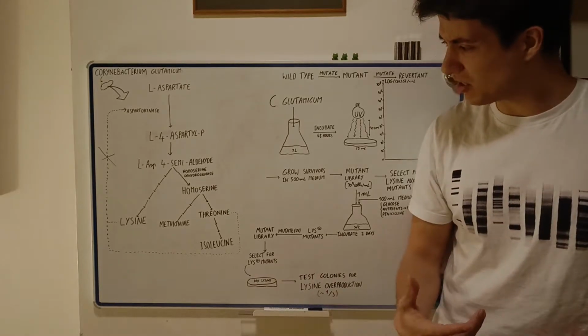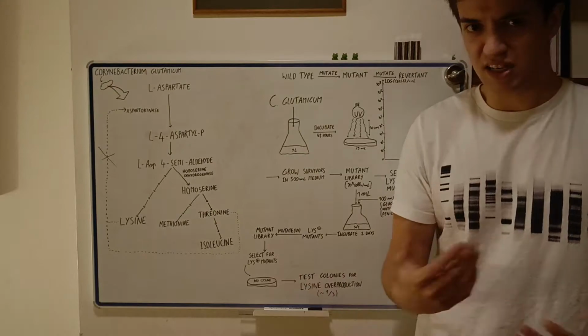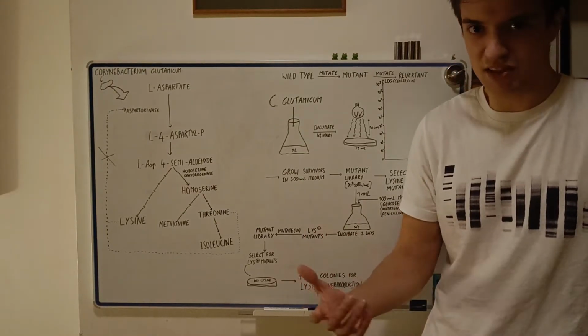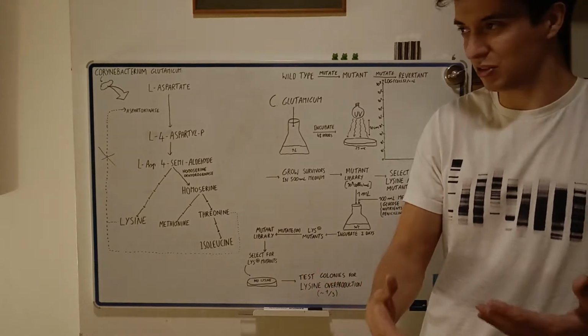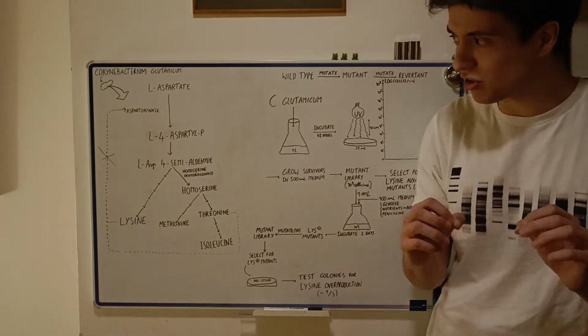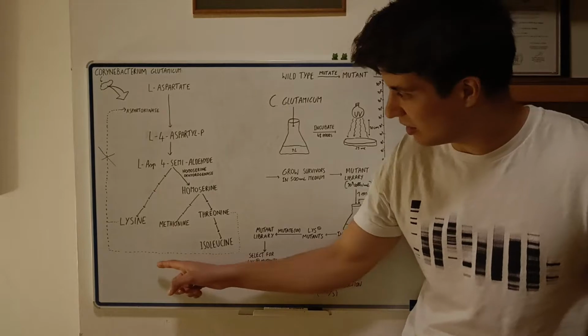But you can imagine that the cell won't just keep producing these amino acids indefinitely, because then the concentrations would become so high it would become toxic. And it's just a waste of energy. You don't need to make more if you don't need more. How does a cell actually manage this? Well, it uses something called feedback inhibition, pointed out with this line here.